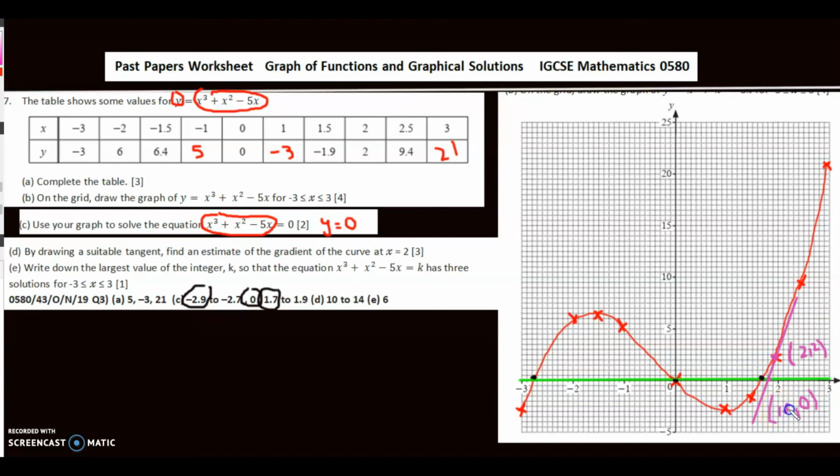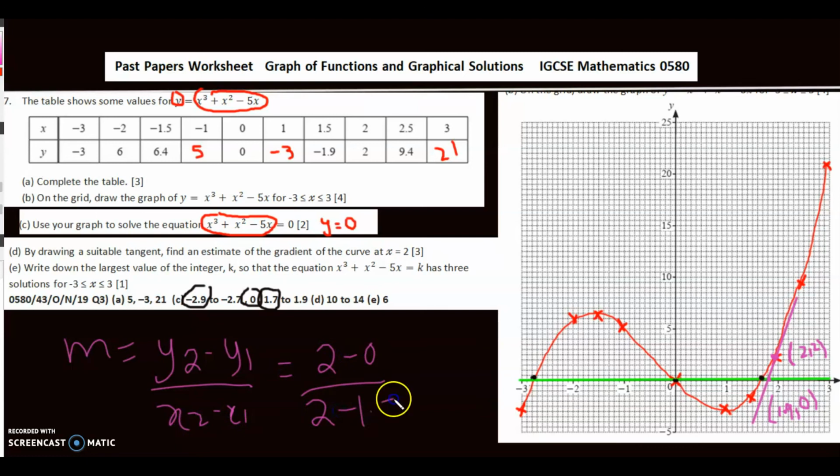Now I'll use the formula for gradient to find the slope: y2 minus y1 over x2 minus x1. So I'll do 2 minus 0 upon 2 minus 1.9. I'm getting 20, but it says it should be between 10 and 14. So my answer isn't very accurate since I haven't made a proper graph. I've just made a very rough graph.